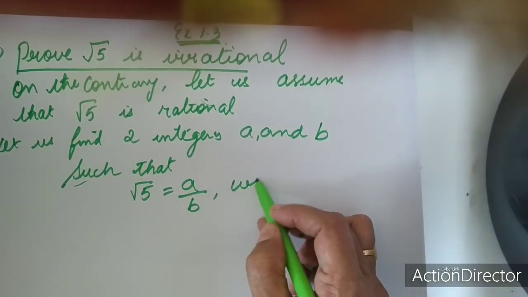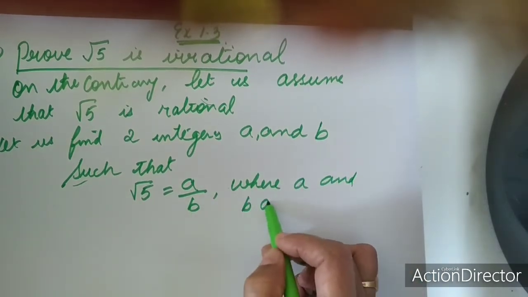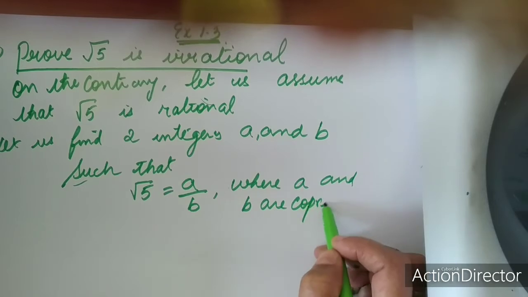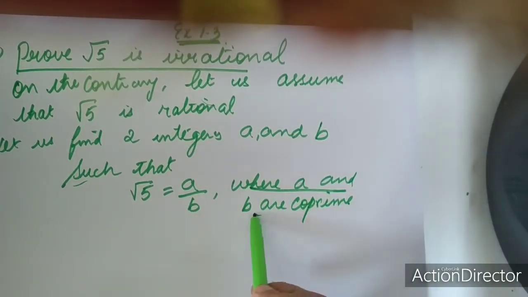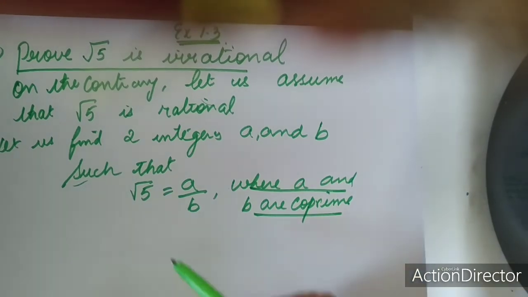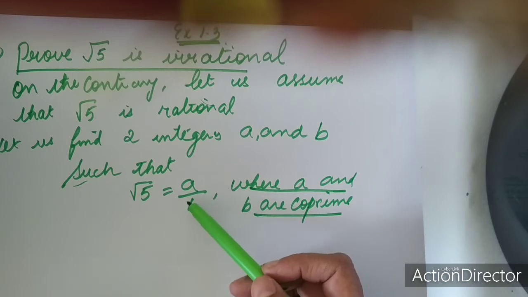One more thing we have to remember, where A and B are co-prime over here. What do you mean by co-prime? The HCF of these two numbers is 1. This is the most important line. A and B are co-prime. That is, there is no common factor between A and B other than 1.